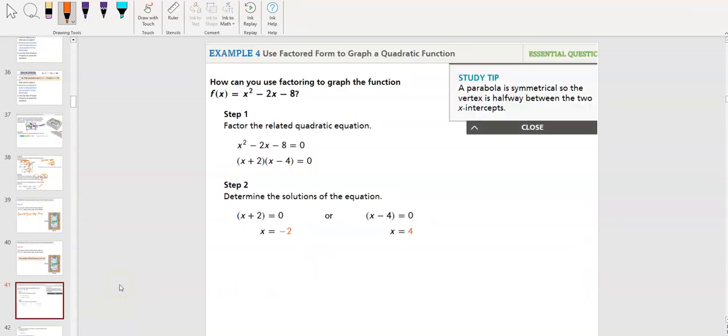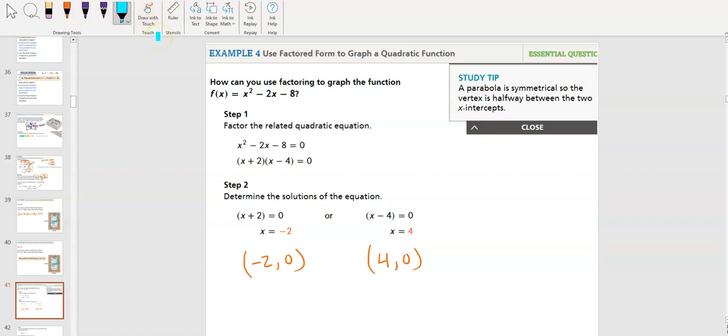Okay, example 4 is pulling a factored form of the quadratic equation out and writing it. So we're looking at something with a graph, okay? So it says, how can you use the factoring to graph the function? So we take our formula here and we turn it into our factored equation. That's step 1. And then we determine our two solutions. So we know that this is, remember, our x-intercept. So this is negative 2, 0 on a graph, and this is 4, 0 on a graph.